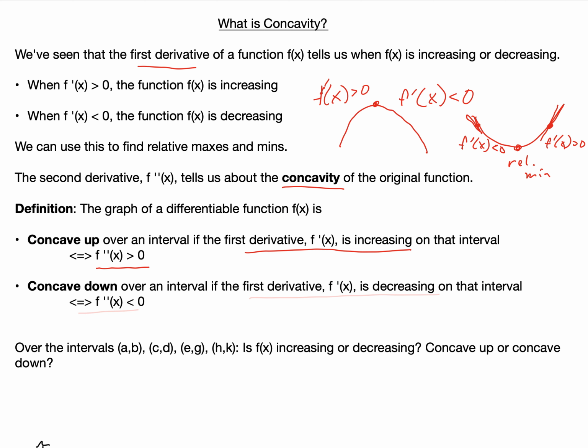A function is concave down over an interval if the first derivative, f prime of x, is decreasing on that interval. And if f prime of x is decreasing, that means the derivative of f prime of x is negative. So that would happen exactly when the second derivative is less than 0.